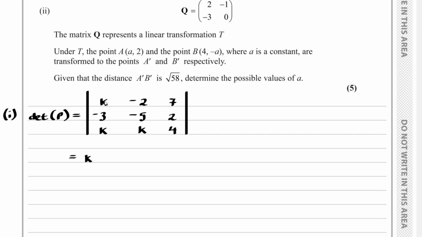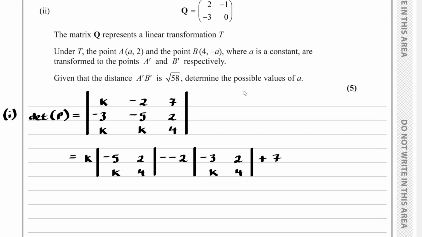we have k, and then we cover up this column and this row, and we have the determinant of what's left over, negative 5k, 2, 4, and then we subtract negative 2 multiplied by, well, we'd have the determinant if I cover up this column and this top row. The determinant of what's left over is negative 3, 2k, 4, and then I add on 7 multiplied by, well, if I cover up this column and this top row, the determinant of what's left over, I've got the negative 3, negative 5k and k.